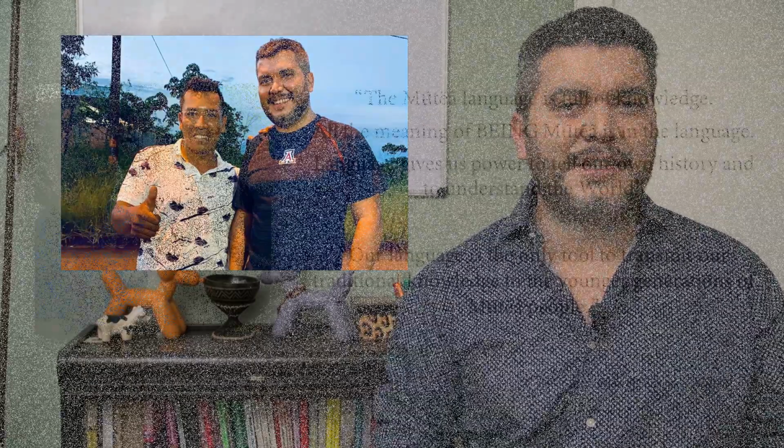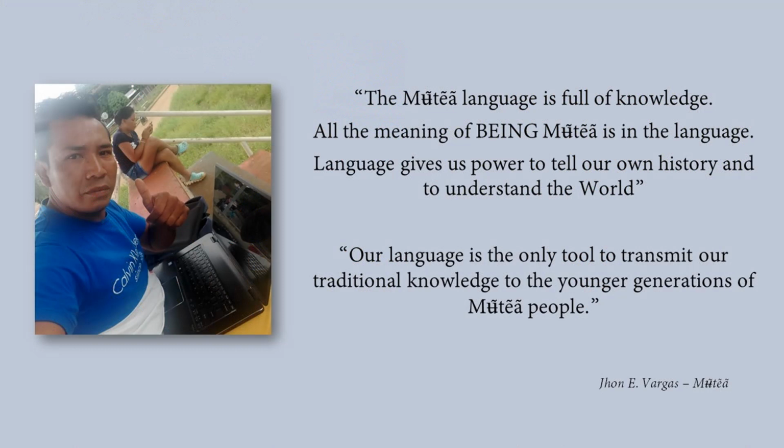My friend John Vargas, a speaker of Mutea, who also speaks 5 other languages, including Spanish, said this about the language of his group. The Mutea language is full of knowledge. All the meaning of being Mutea is in the language. Language gives us power to tell our own history and to understand the world. Our language is the only tool to transmit our traditional knowledge to the younger generations of Mutea people.